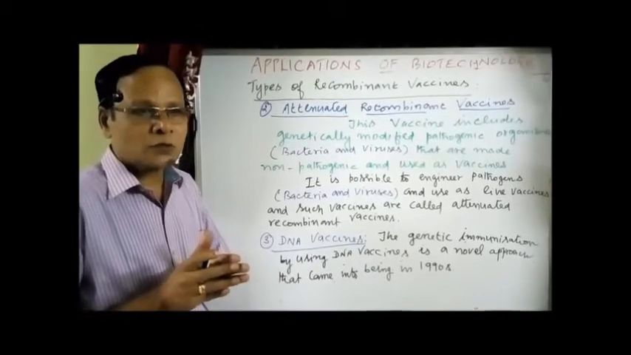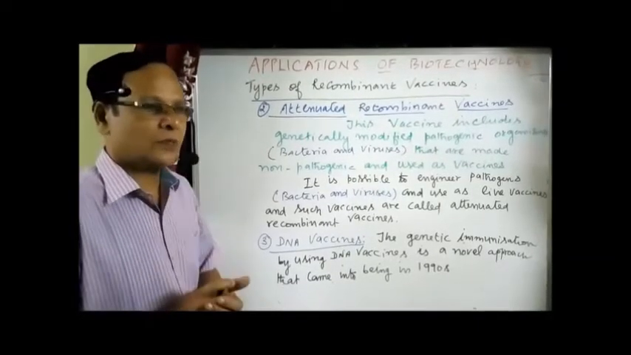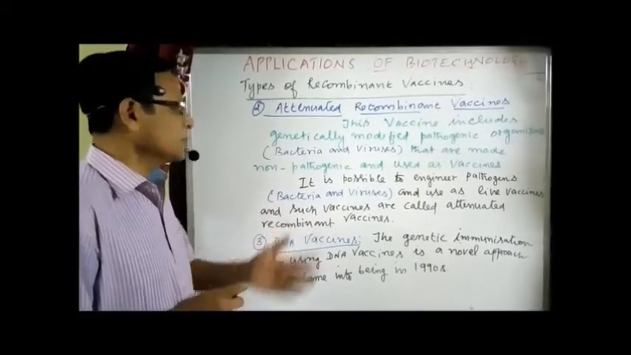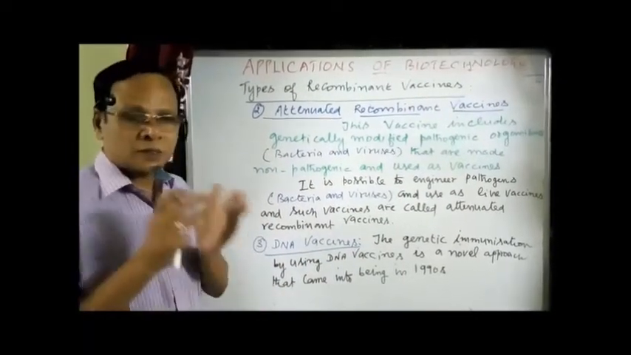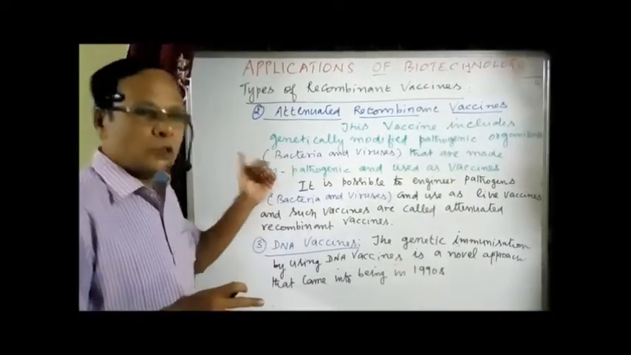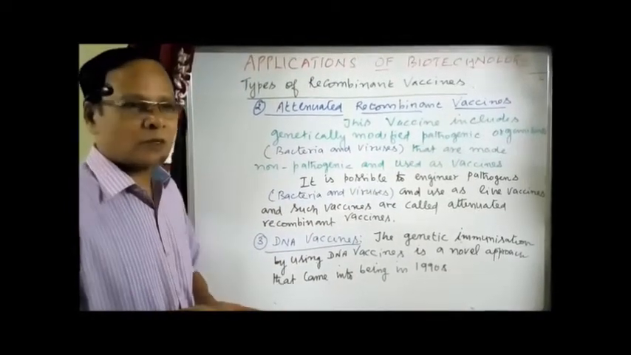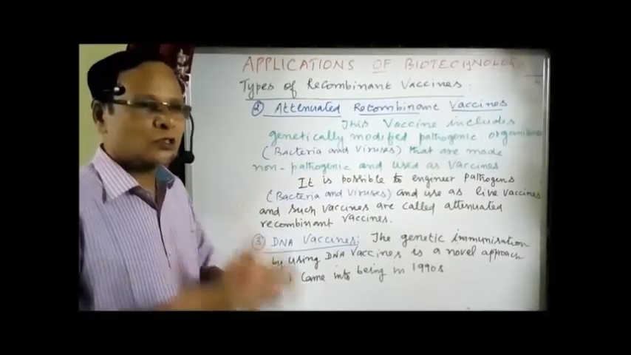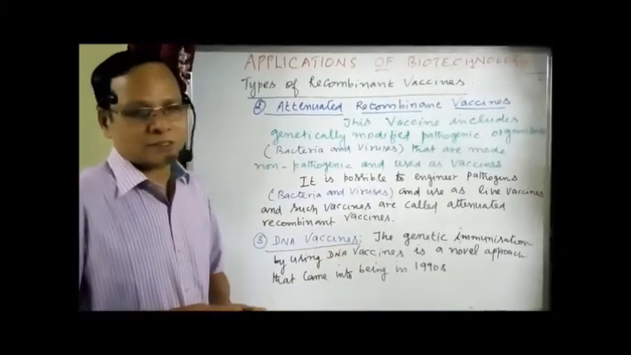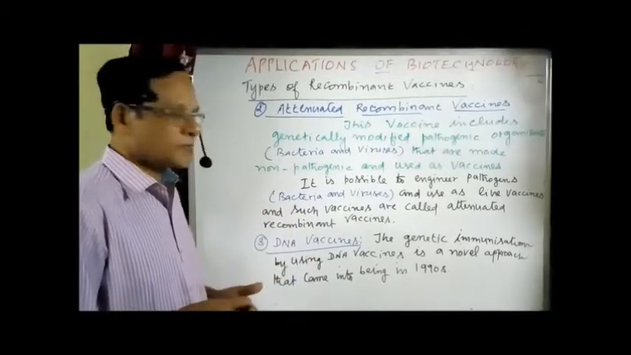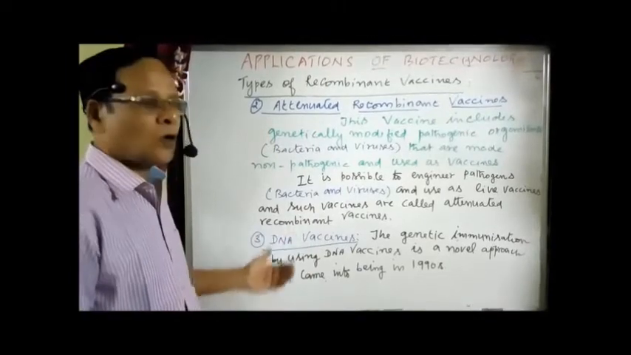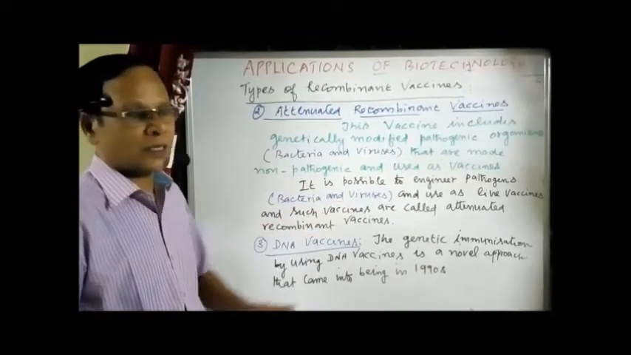Now it is used mainly for genetic immunization. The genetic immunization of the body by using DNA molecules is a new method, a novel approach. A novel approach means a best, most suitable approach. Normally that was developed in the early 1990s. So this is about DNA vaccines. We have to proceed further with that one. It is nothing but the genetic immunization of the body by using DNA.